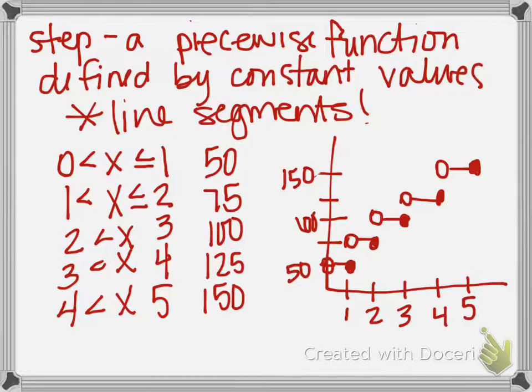So you can see why it's called a step function, because it looks like a set of stairs and increases at regular intervals. Okay, I think the next thing that you have are absolute value functions. And absolute value functions are obviously when we have an absolute value.